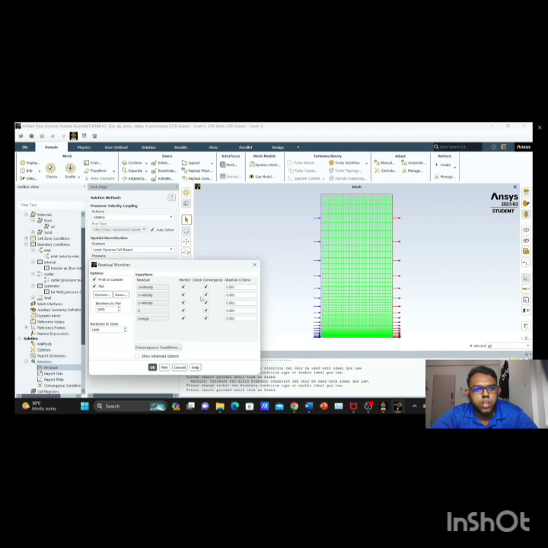Go to monitors and residual. You only need the continuity, X velocity and Y velocity. Change the criteria to 1 power of negative exponent negative 6.